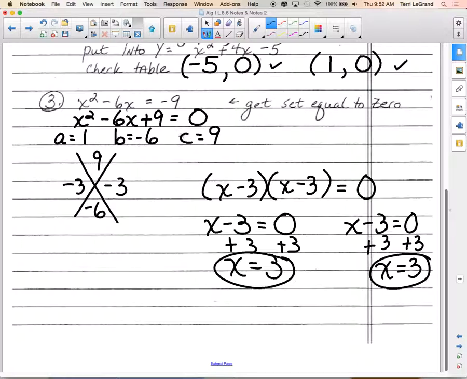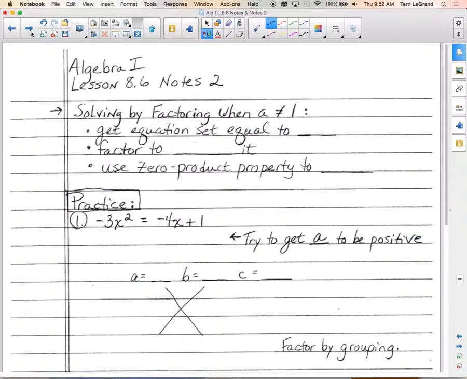Okay. Questions on the easy ones? I call these the easy ones. Okay, let's go on to the ones where A is not 1. When A is not 1, we still have kind of the same strategy. Get the equation set equal to 0. Factor to rename it. But here's the one step that's going to take a little more pain, factoring it, and then use the product property to solve.